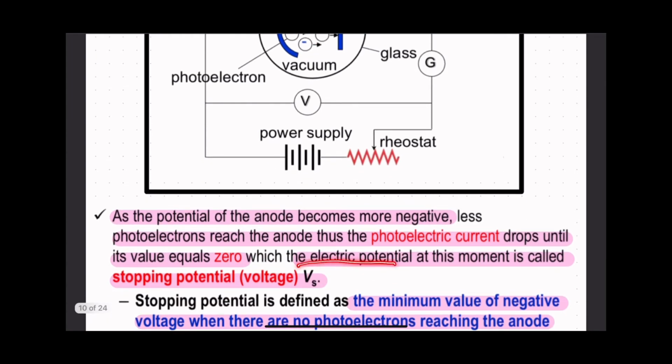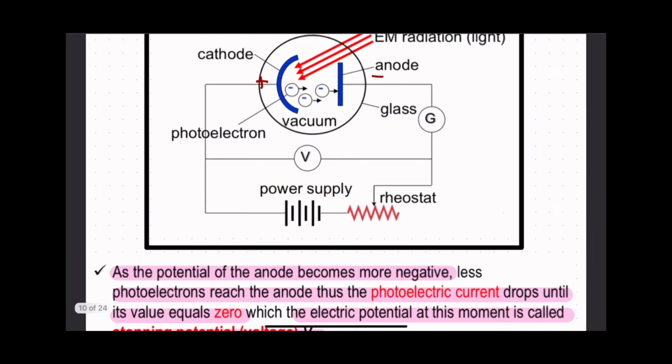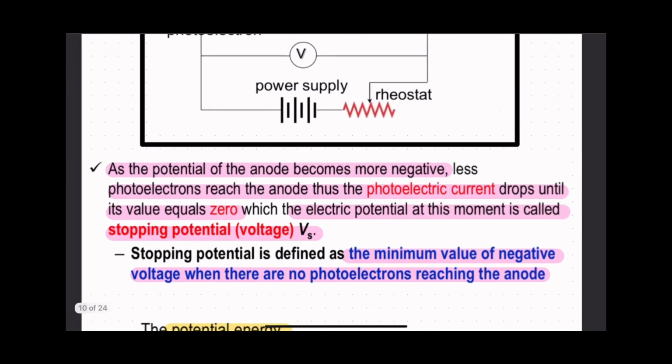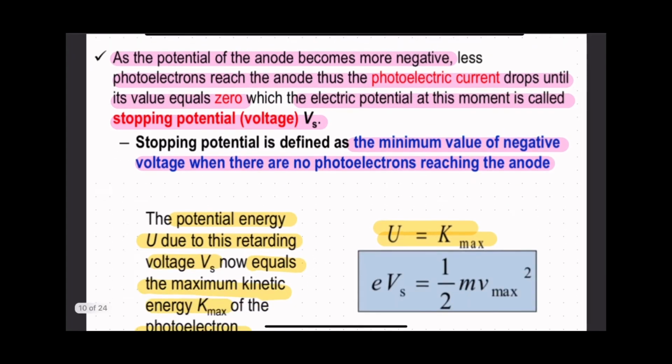So which the electric potential at this moment we call it as the stopping potential. Okay, yang kita panggil stopping potential VS berlaku bila? Berlaku bila kita dah alternate power supply di mana anode dah jadi totally negative, so repulsion of the photoelectron berlaku. So at this time bacaan voltmeter you adalah stopping potential. Dia akan ada satu nilai V. Okay, stopping potential is defined as the minimum value of negative voltage when there are no photoelectron reach the anode. So dah tak ada photoelectron reach the anode, bacaan voltmeter pada masa itu adalah stopping potential.